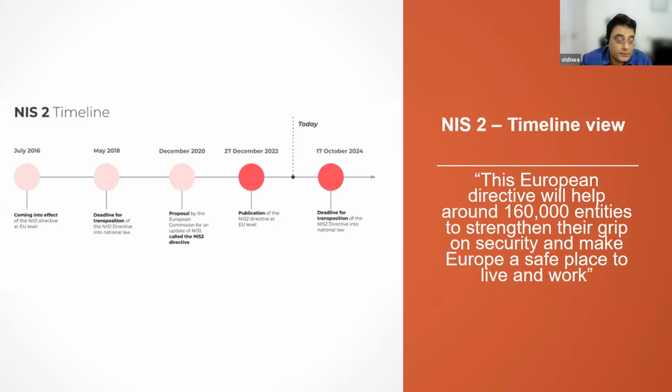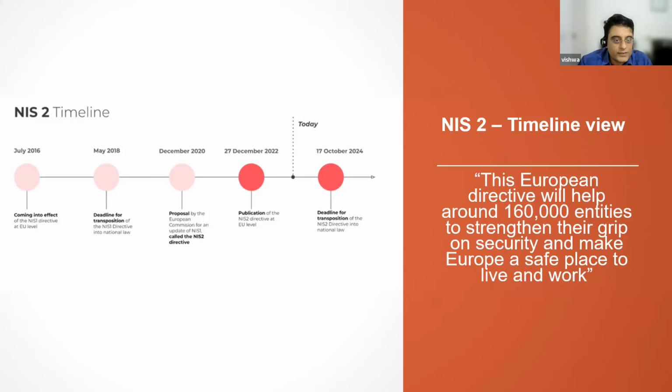this is how it's been reflected. July 2016 is when this came into effect, which is the first version, which I now call NIS1 or NIS. In May 2018 there was the deadline for transposition of NIS1 into different laws, and thereafter those laws were the ones that the countries were abiding by and complying with.